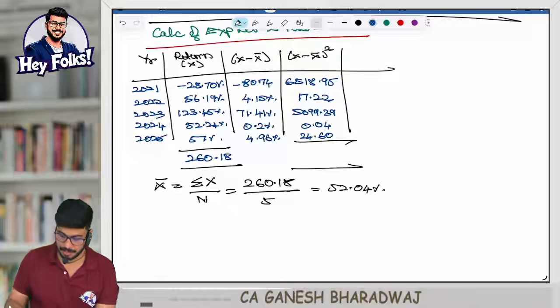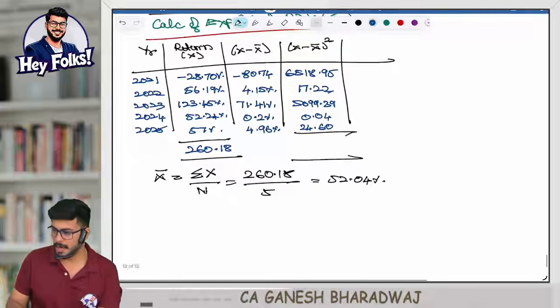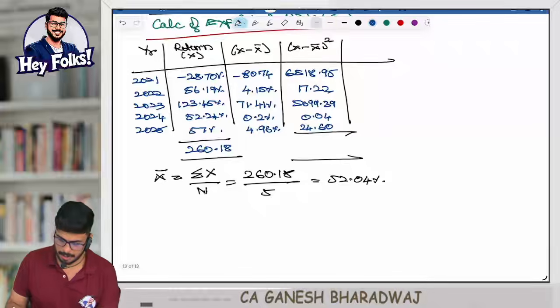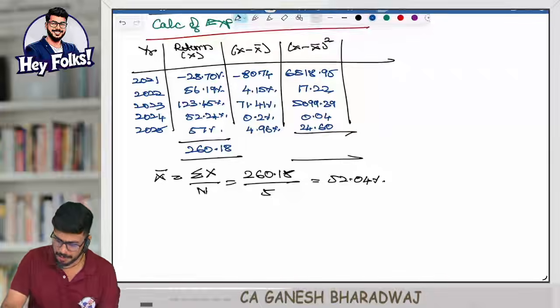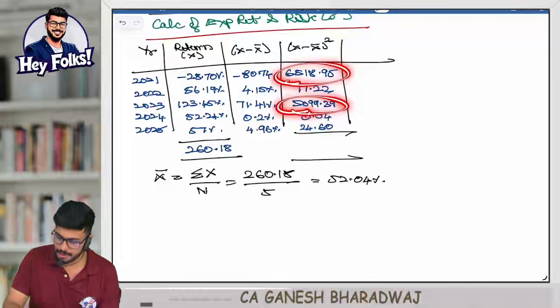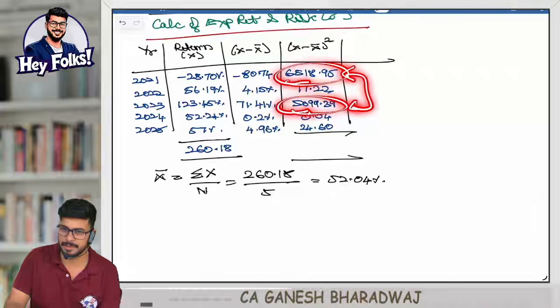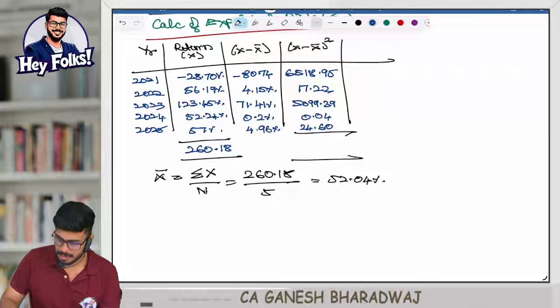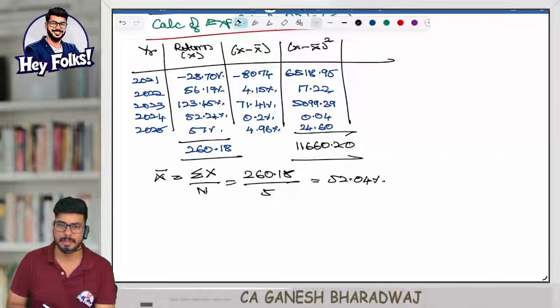How much? No, 560, boss, you left this out. Here you have 5000, here you have 6000, this itself will come to 11000. 11,660.20. Correct? Any problem?